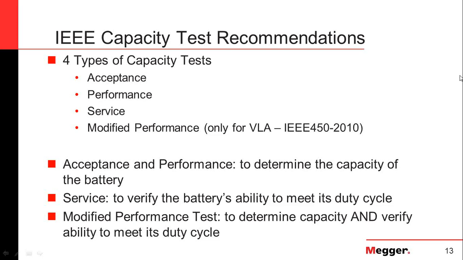Now, we'll get into these in more detail, but the general purpose of the acceptance and performance tests is to determine the capacity of the battery. The service test is to verify the battery's ability to meet its duty cycle. In other words, what the engineer designed it to, the load that it was designed to carry for the specified amounts of time. Now, the modified performance test is to determine capacity, and it's also to verify the ability to meet the critical part of its duty cycle. And we'll get into that more in a few slides.